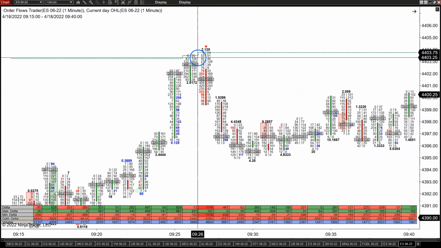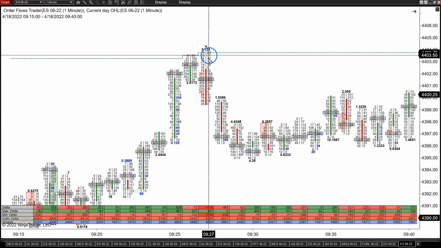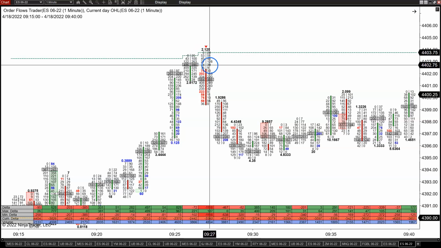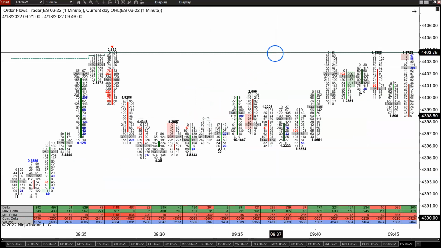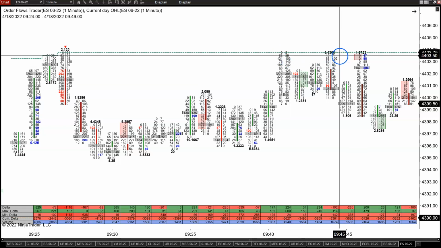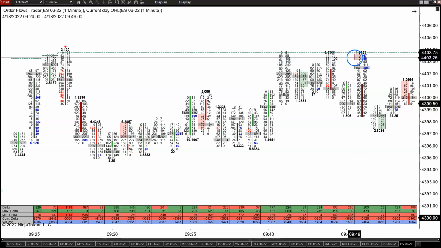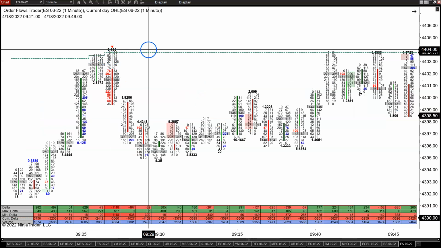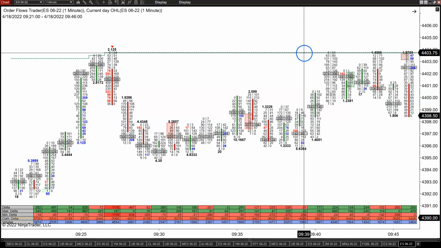We had just popped up about 9:26, 9:27. We made these little new highs at 44.03 and a half, 44.03 and 3/4. Started to come off a little bit and kept testing that high up here. You can see we tested it again at 9:41. Then we got within one tick of the high again at 9:44 and again at 9:46.